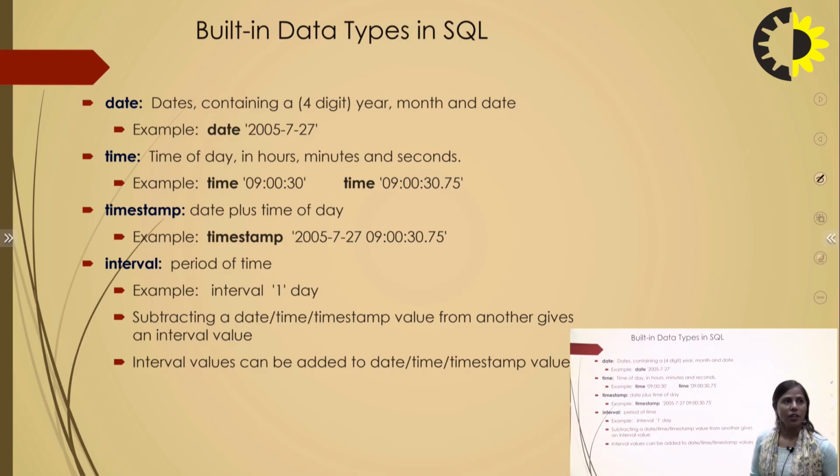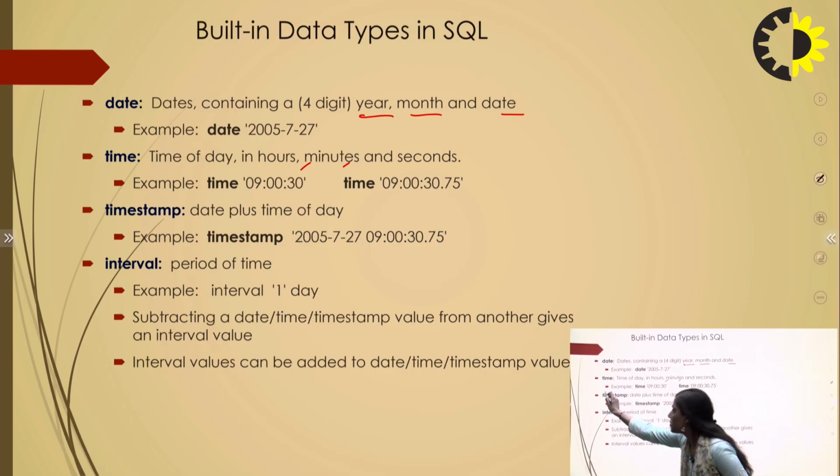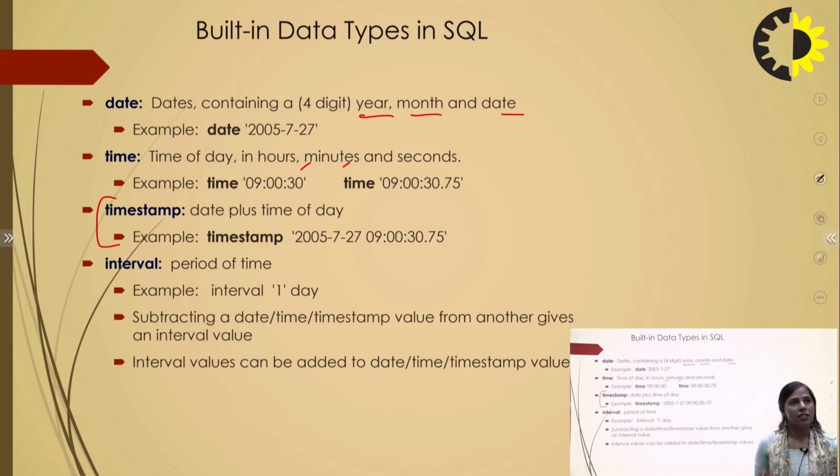Like date, which we can define automatically, with a 4 digit year, month and day, so it contains the format of a date. Then we have time, which can be defined to include the seconds also, defining hours, minutes and seconds. Now next is timestamp, date plus time, meaning the whole timestamp is defined, the particular date plus whatever the time is. This is a built-in data type.